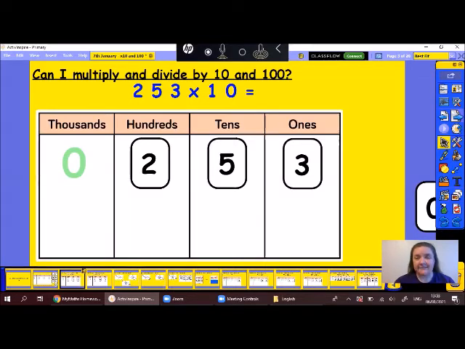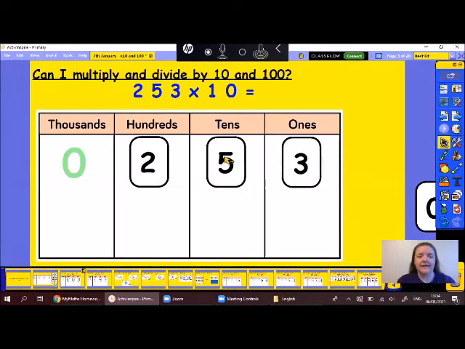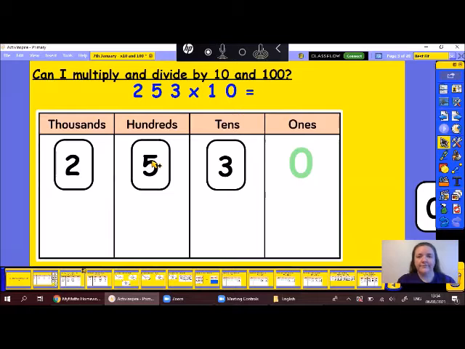253 times 10. So I've put 253 in my place value grid. Can you remember what we have to do to multiply by 10? Yeah, that's right. All we have to do is move everything up a column. So we take our digits and we move them all along. And then there's a gap left here, but there's nothing in there. So what we can do is just place a 0. So 253 multiplied by 10 is 2,530.